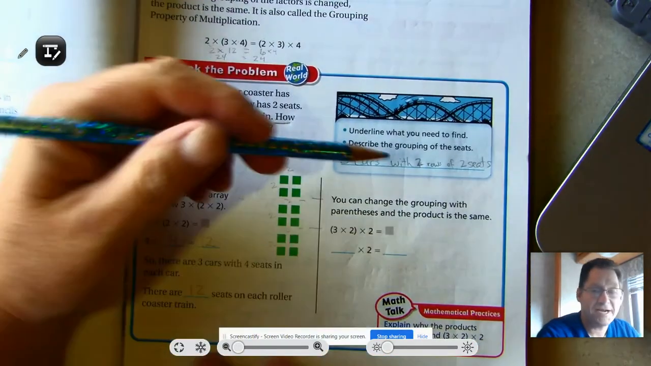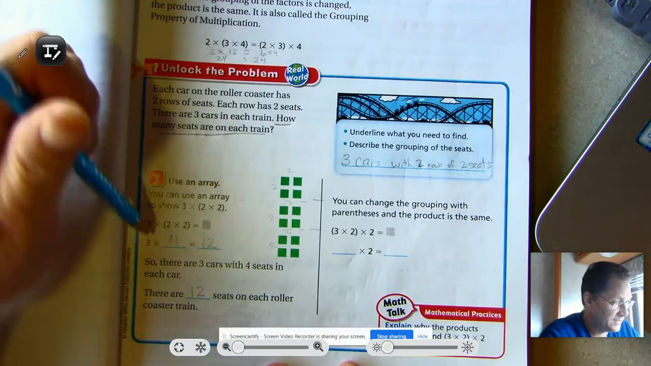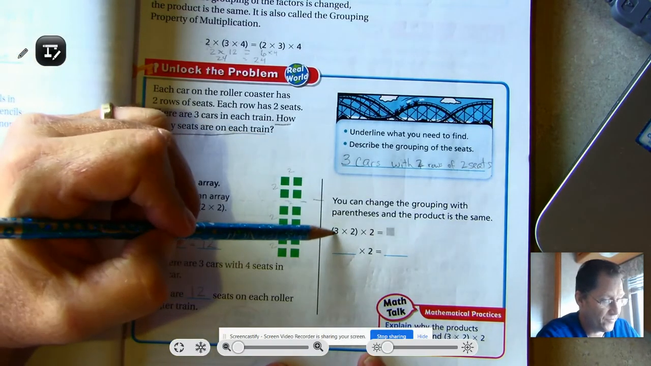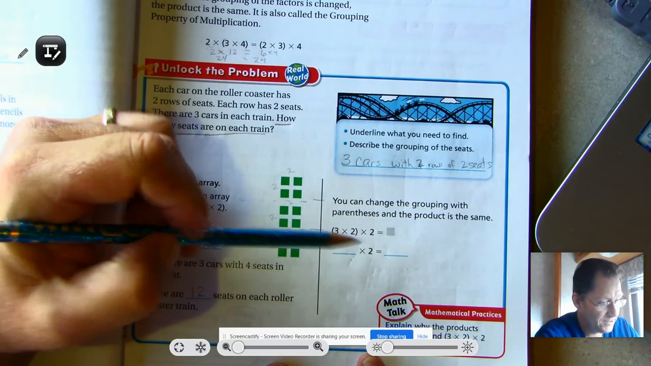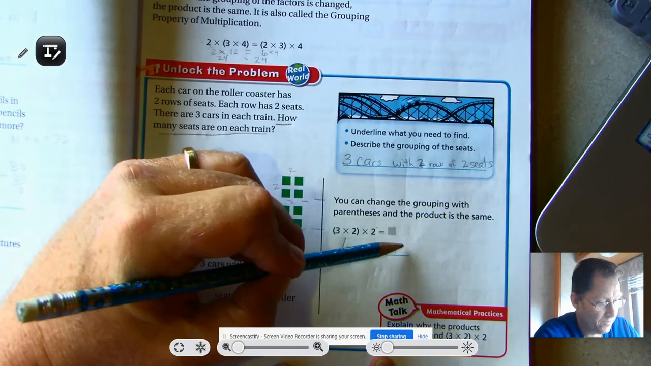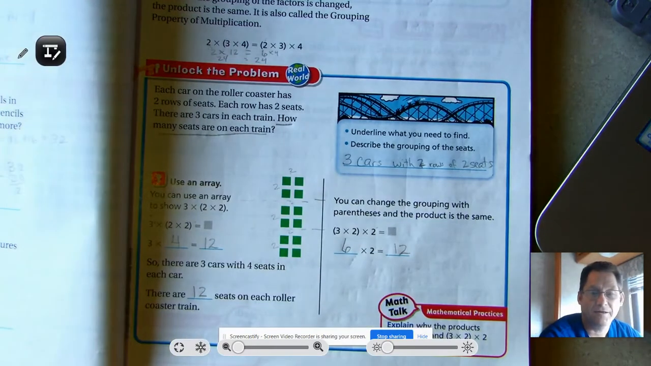Okay, we can also change the grouping. So instead of going 3 times 2 times 2, we could say 3 times 2 first, which would be 6, and then 6 times 2, which is 12. We'd still get, again, the same product. So however you want to set that up.